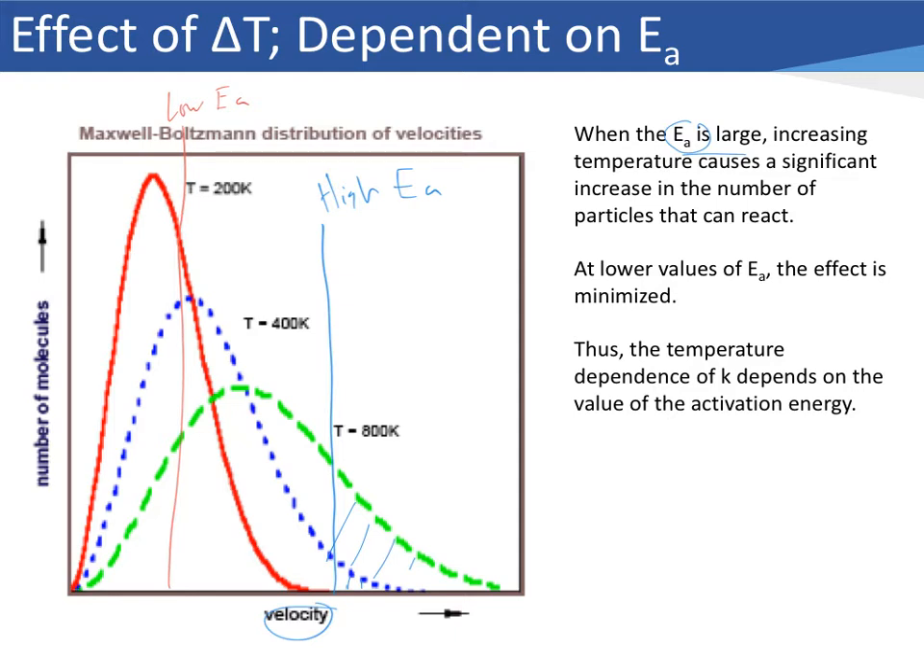That means the temperature dependence of k depends on the value of the activation energy. If I have a high activation energy, there is a large variation in k with temperature. If I have a low activation energy, then it will be a small variation in k with temperature. And that's helpful information in terms of processing these ideas.